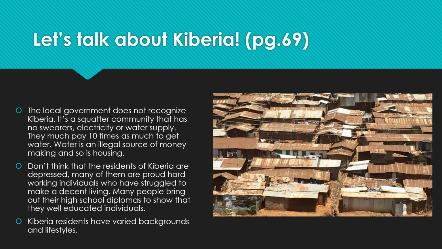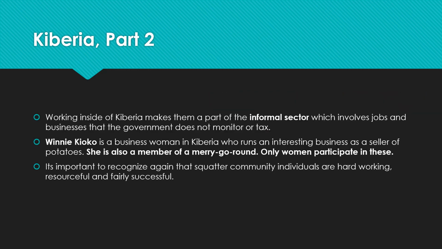Khyberia residents have varied backgrounds and lifestyles. Working inside of Khyberia makes them a part of the informal sector, which involves jobs and businesses that the government does not monitor or tax. Since they don't consider them an actual community, then they don't monitor or tax the jobs or businesses that are in Khyberia. And I love that the text talks about the story of Winnie Kiyako. She's a businesswoman in Khyberia who ran an interesting business as a seller of potatoes, and she was also a member of the merry-go-round. So the merry-go-round is something that I thought was quite interesting.